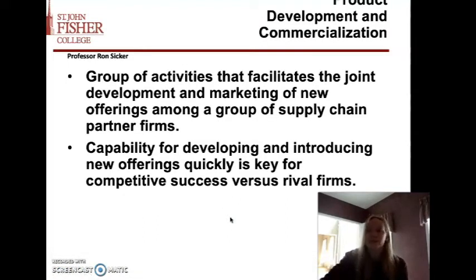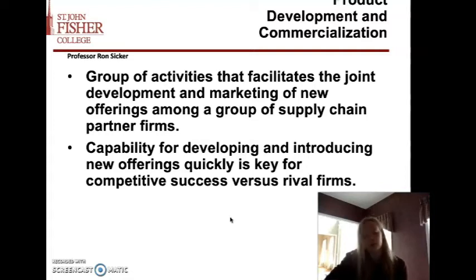So product development and commercialization is a group of activities that facilitates the joint development and marketing of new products among a group of supply chain partner firms. So you can use a multi-company collaboration to execute new product development, testing, and launch. So the more resources in that supply chain, the better.